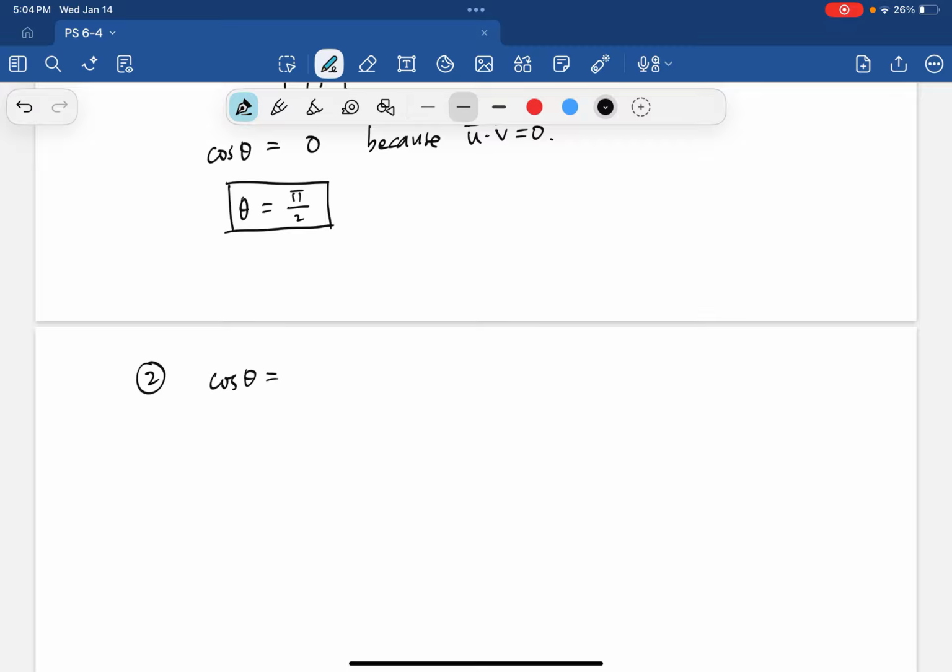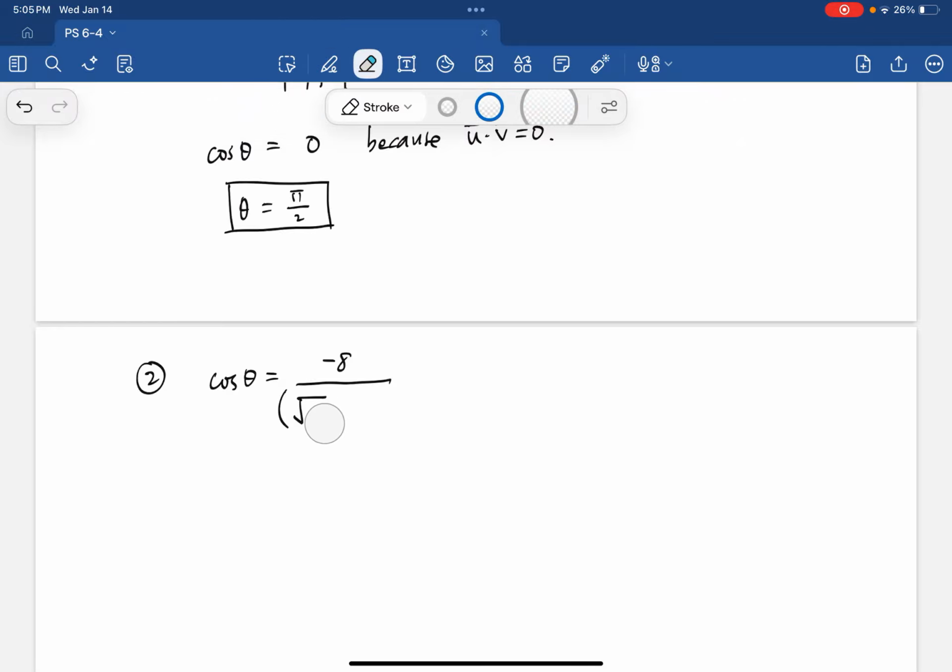For this one, cosine theta equals u dot v, which is negative 8, right? Because v does not have an x component, so it's 3 times 0 plus 4 times negative 2. And then the magnitude of u is 5. And the magnitude of v is 2.